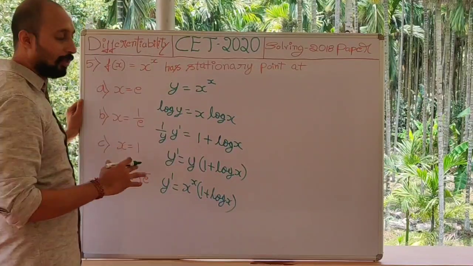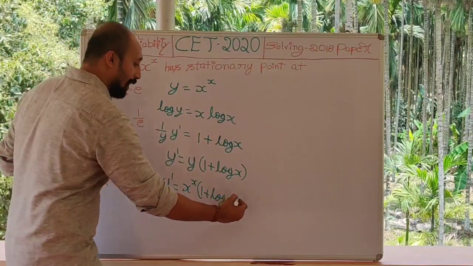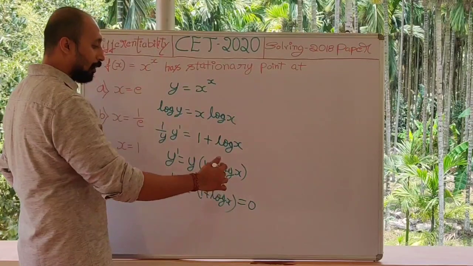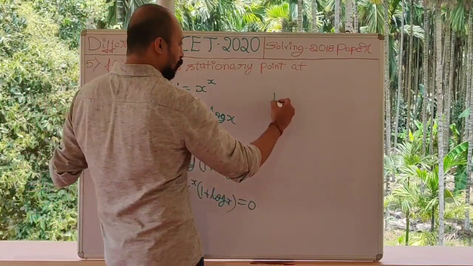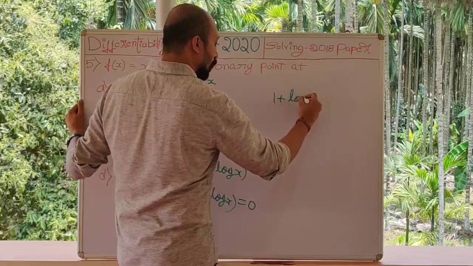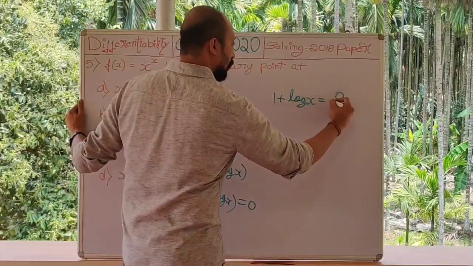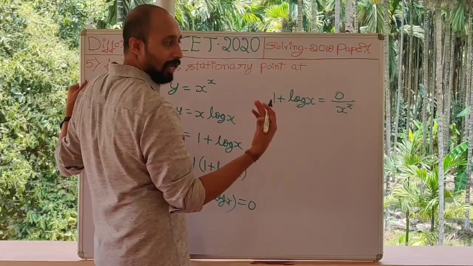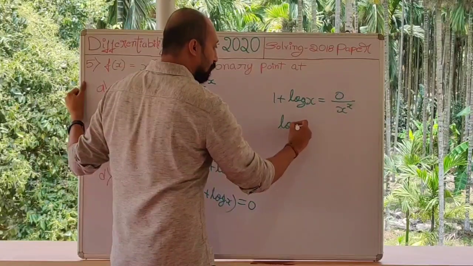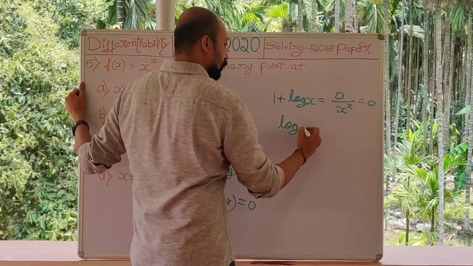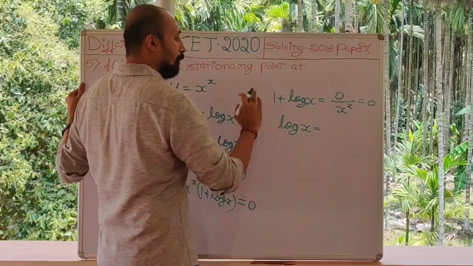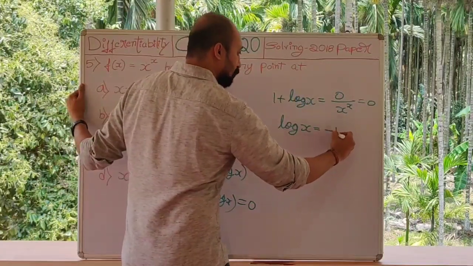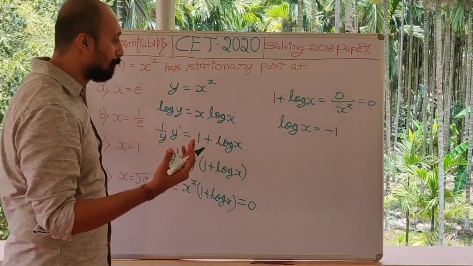I said I need to put differentiation as 0. This I have to put it as 0. So when I put it as 0, it will be 1 plus log x is equal to 0 divided by x to the power of x. 0 divided by anything is 0. So this will be again 0. So I will have log x is equal to, when 1 goes that side, it will be minus 1.